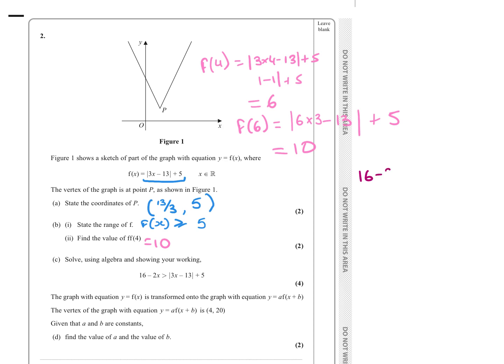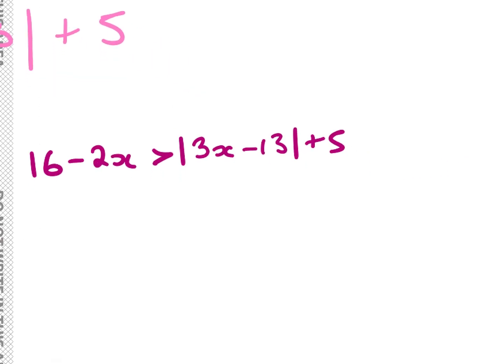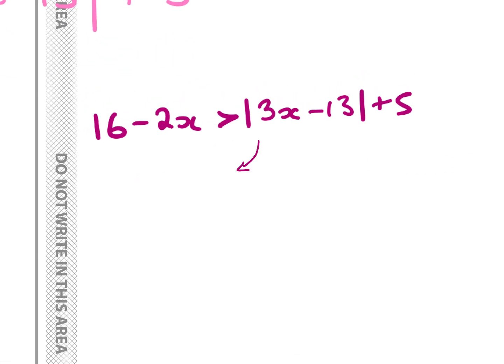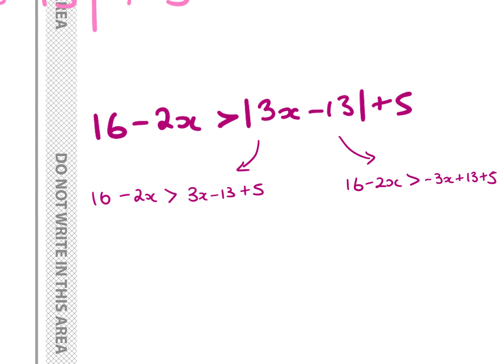I'm just going to write it over here. 16 minus 2x is greater than the modulus of 3x minus 13, plus 5. Okay, remember, when we solve this, there's 2 ways. Because we have a modulus, we're going to take the modulus as it is. So 16 minus 2x is greater than 3x minus 13 plus 5. Or 16 minus 2x is greater than, and then I multiply what's inside the modulus by negative 1: minus 3x plus 13, plus 5. Everyone happy? Yeah? Okay.